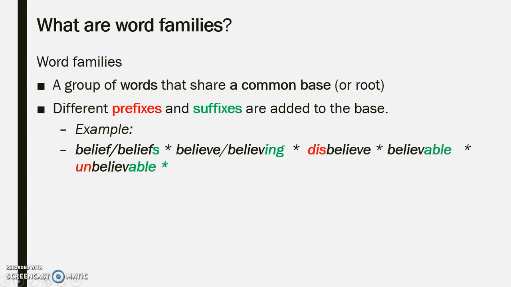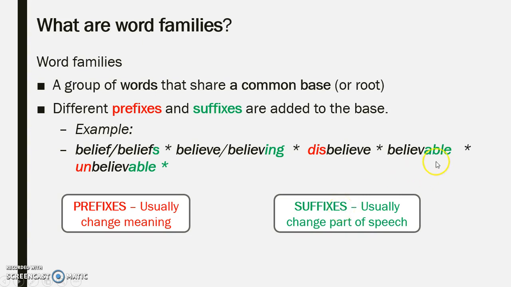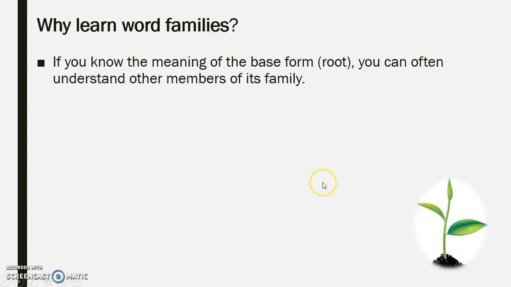So if we look and we say that we have prefixes in the beginning, suffixes at the end. And most of the time, prefixes show us meaning. It changes meaning. When we add un or dis, we change the meaning. When we add a suffix, it changes the part of speech. But sometimes it also changes meaning, as in the case of believable. So if you know the meaning of the base form, you can often understand the other members of its family.